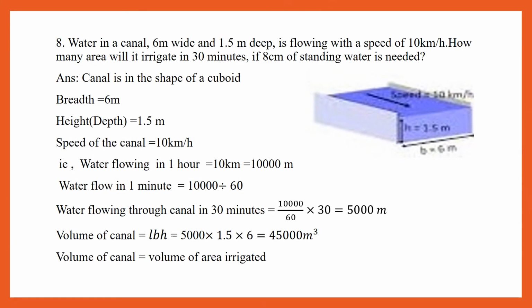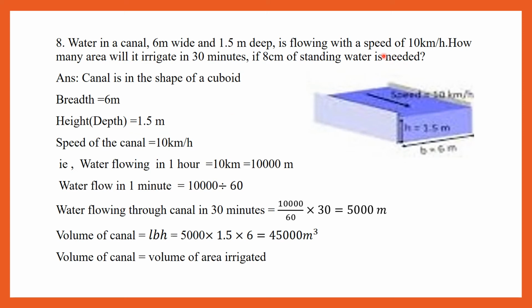Question number 8. Water in a canal 6 meter wide and 1.5 meter deep is flowing with a speed of 10 km per hour. How much area will it irrigate in 30 minutes if 8 cm of standing water is needed? Here we can take the canal as a cuboid with breadth equal to 6 meter and the depth, which is height, equal to 1.5 meter.